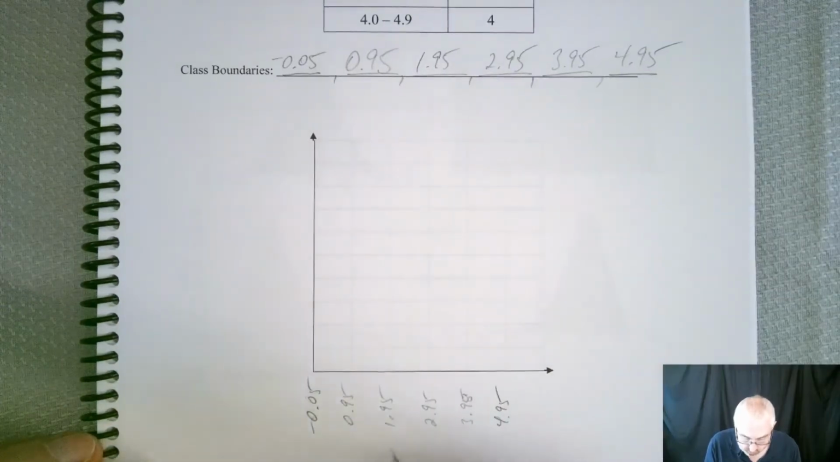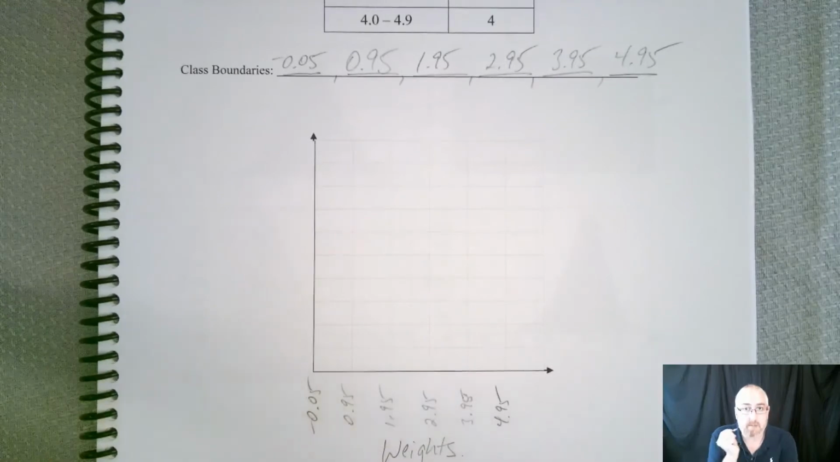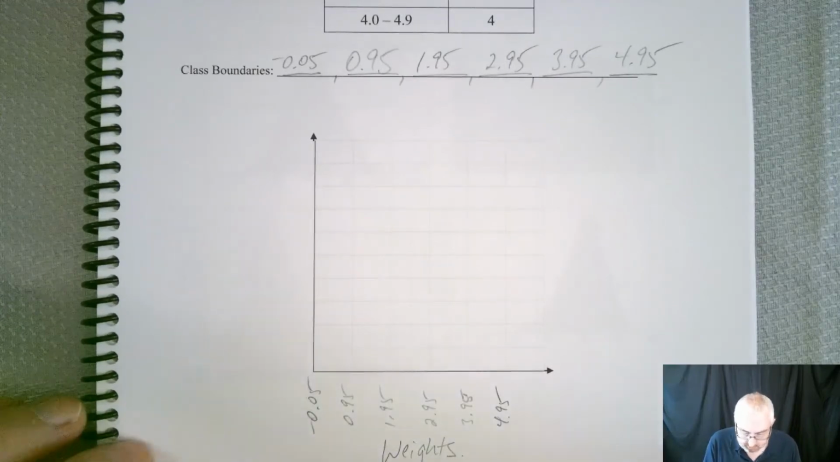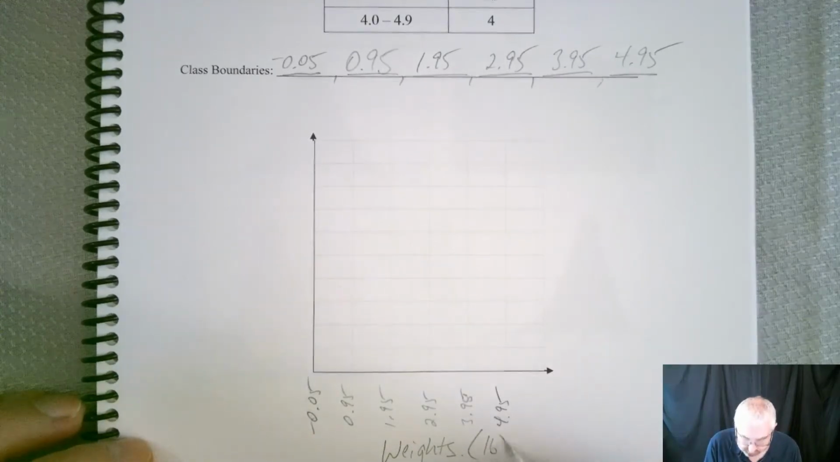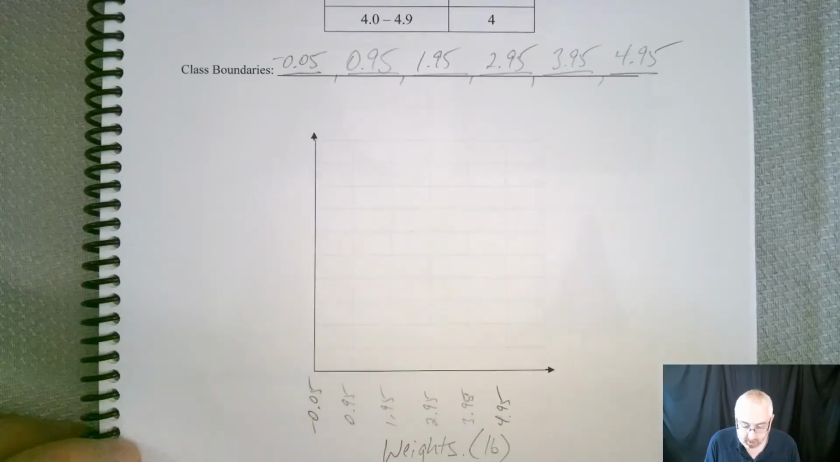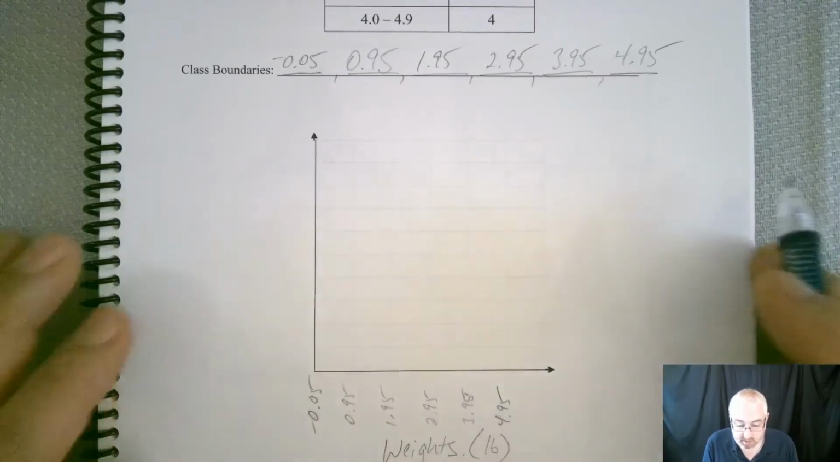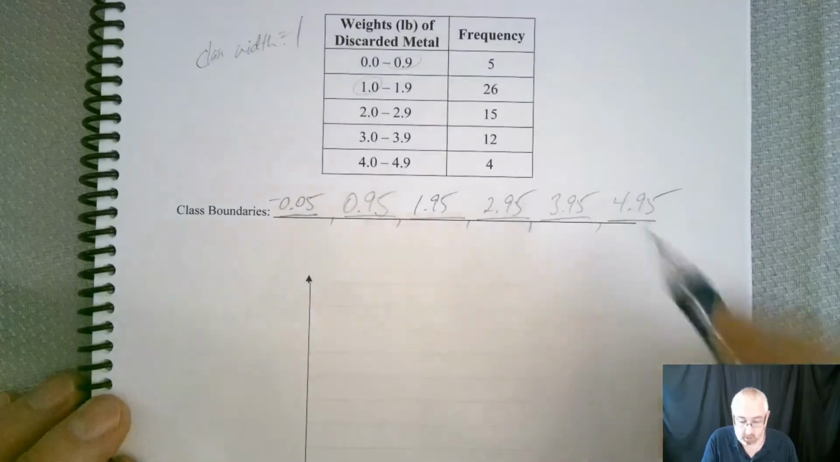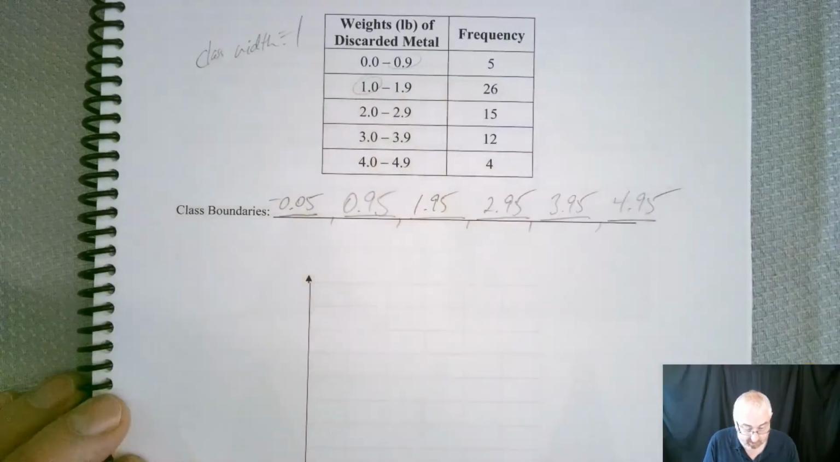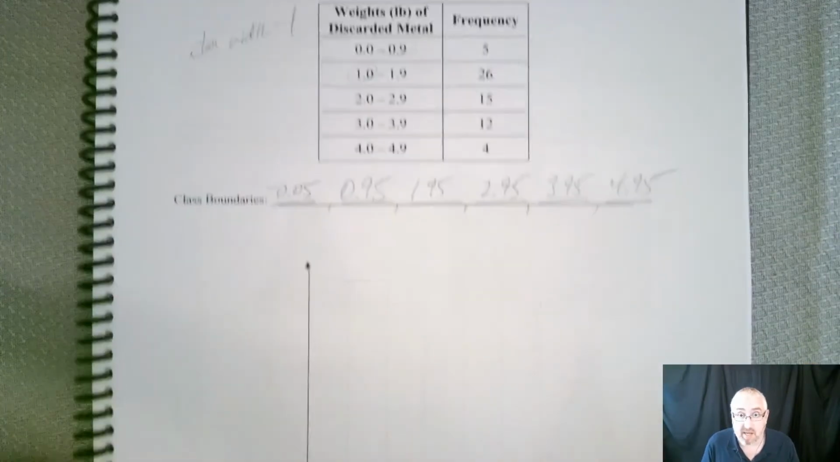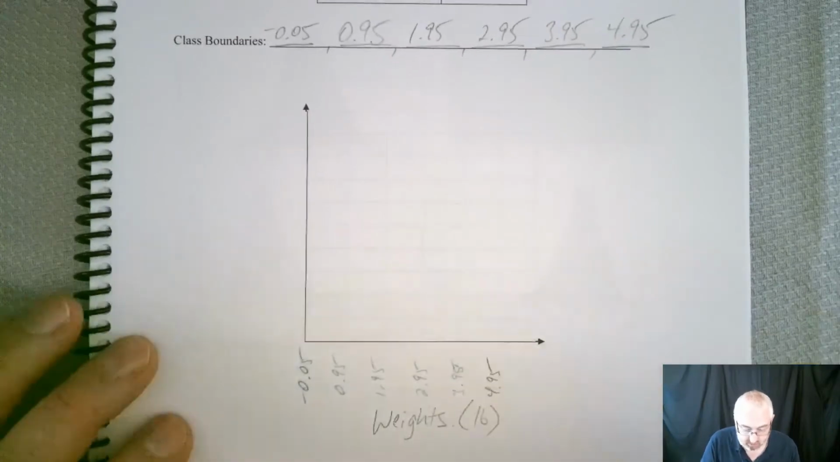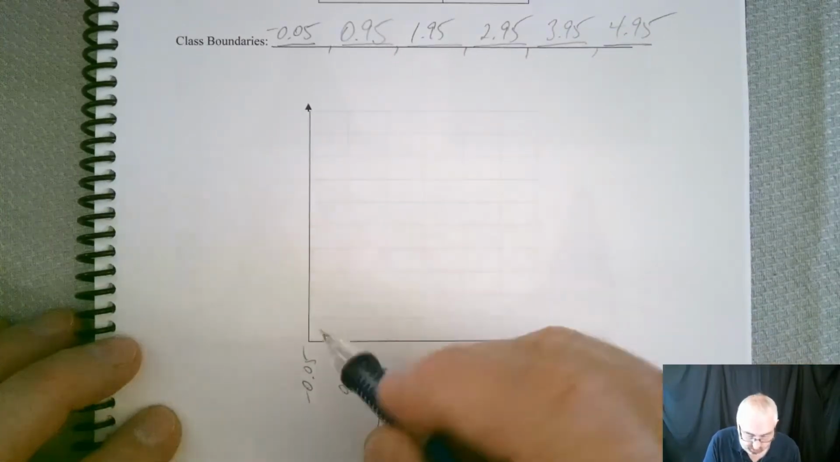And these are going to be weights. If you want to put pounds next to it. And then we got our frequencies now. So again, what's our highest one? 26. Now we definitely don't have 26 boxes here, so we're going to have to scale it. So how should we scale it? Let's see how many we got.